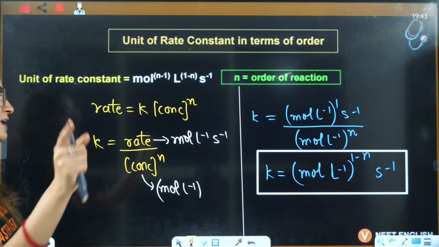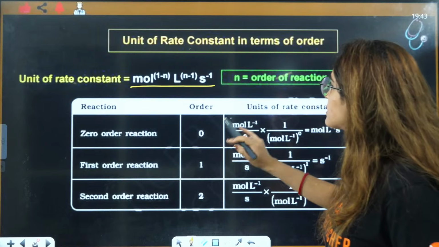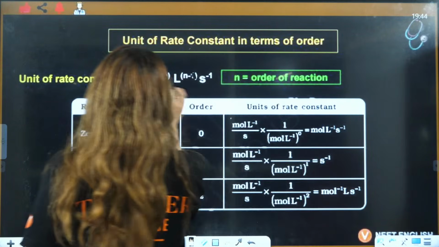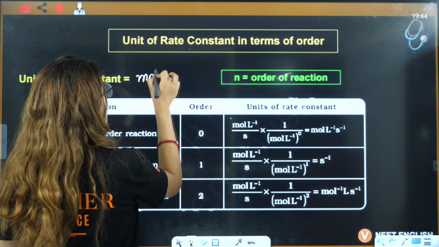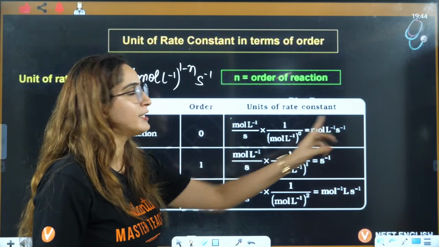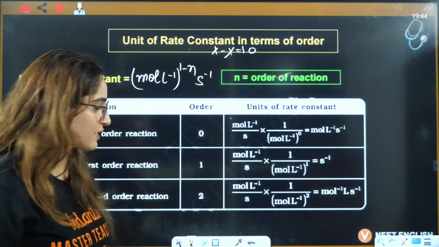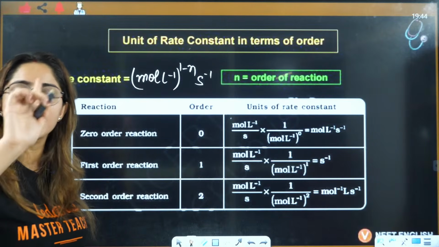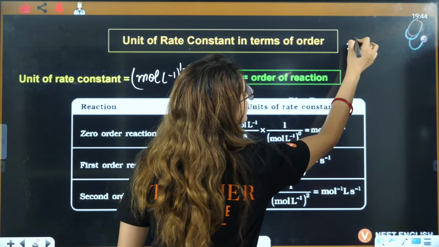Now, let's talk about that particular formula. Just put down the value here. Instead of writing it this way, you write it this way: mole per liter to the power 1 minus n per second. You put n equals 0, it will be mole per liter per second. You put n equals 1, 1 minus 1 is 0. Anything raised to power 0 is 1, so the answer is going to be per second. This whole value will come out to be 1 because 1 minus 1 is 0 and anything raised to power 0 is 1.